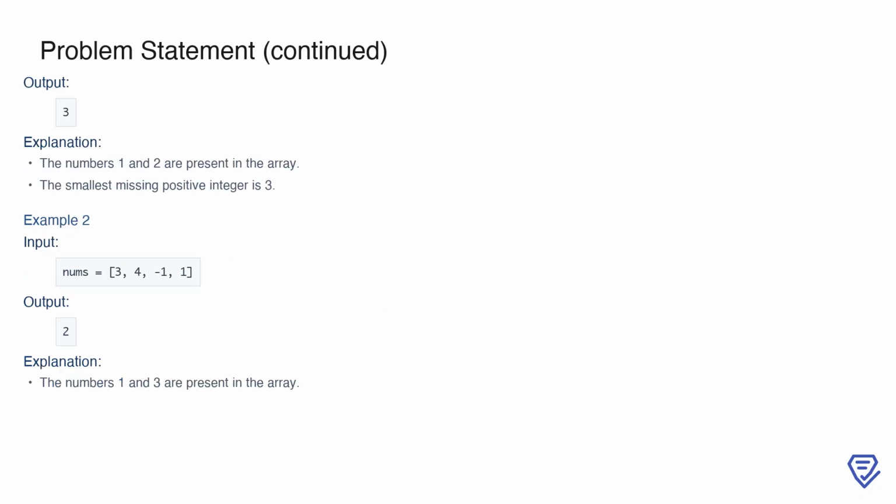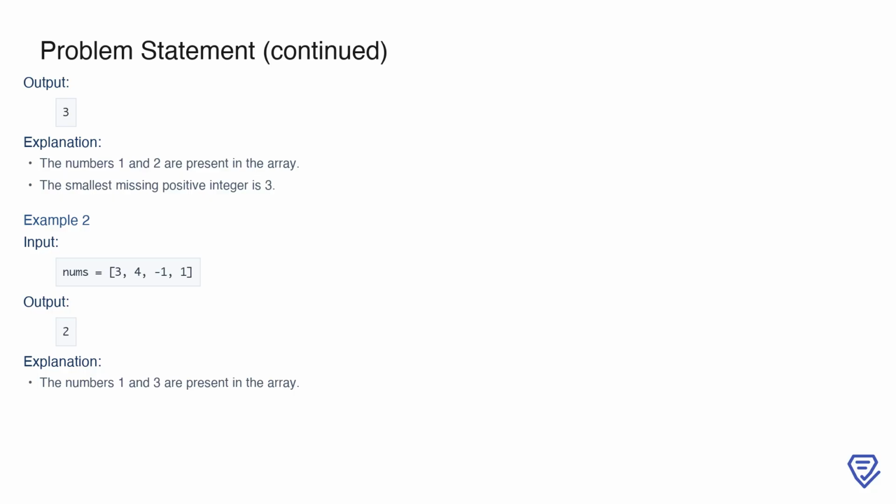Here, for the input array 1, 2, 0, the output is 3. This is because the numbers 1 and 2 are already present in the array, so the smallest missing positive integer is 3. In another example, if the input array is 3, 4, -1, 1, the output is 2. Why? Because the array contains the numbers 1 and 3, but it's missing 2, which is the smallest positive integer not found in the array.